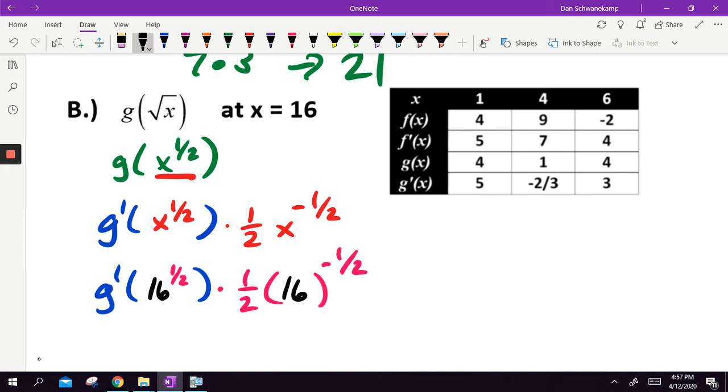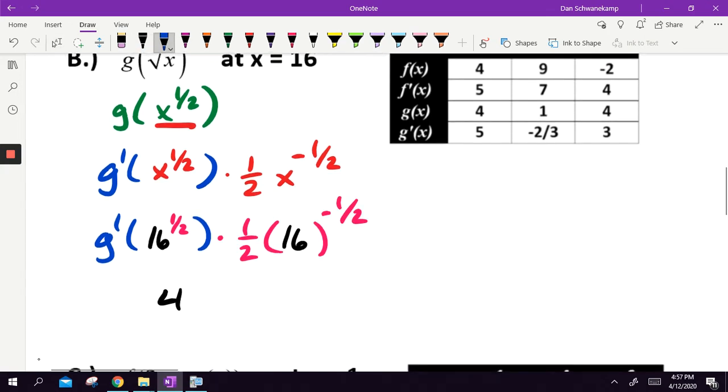16 to the 1/2 power. Do not let that bother you. 1/2 power, oh, that's like the square root. The square root of 16 is 4. Here, 16 to the negative 1/2. Well, 1/2 power is like square root. So the square root of 16 is 4. I've got a negative power, so that's going to do the reciprocal. So it's going to be 1/2 times 1/4. That is what 16 to the negative 1/2 is.